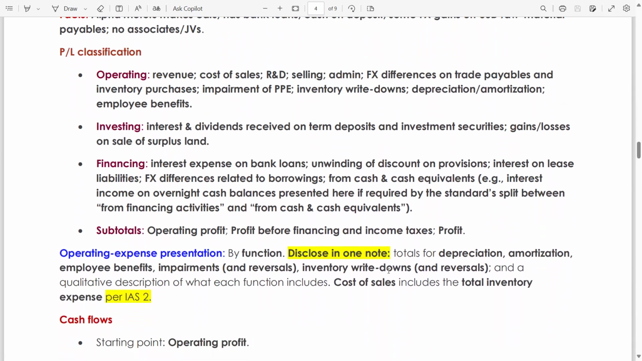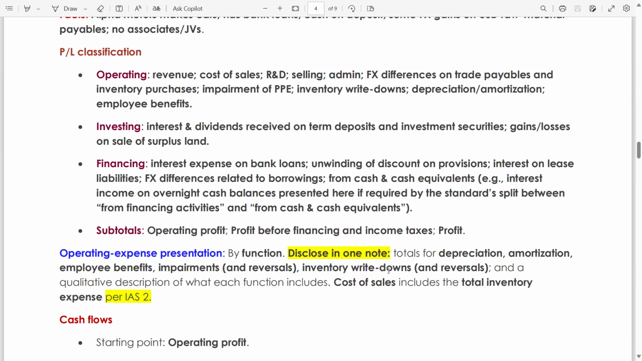Now, P&L classification. Operating: revenue, cost of sales, R&D, selling, admin, FX differences on trade payables. We covered this line regarding foreign exchange and inventory purchase, impairment of PPE, inventory write-down, depreciation, amortization, employee benefit, if any. Investing: interest and dividends received on term deposits and investment securities, gains and losses on sale of surplus land, if any. Financing: interest expense on bank loans, unwinding of discount on provisions, interest on lease liabilities, FX differences related to borrowings.